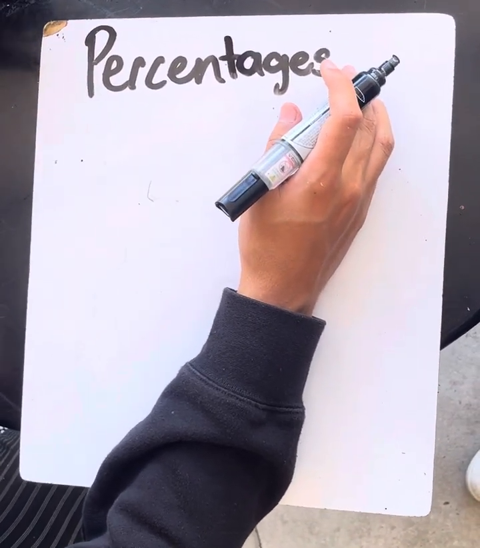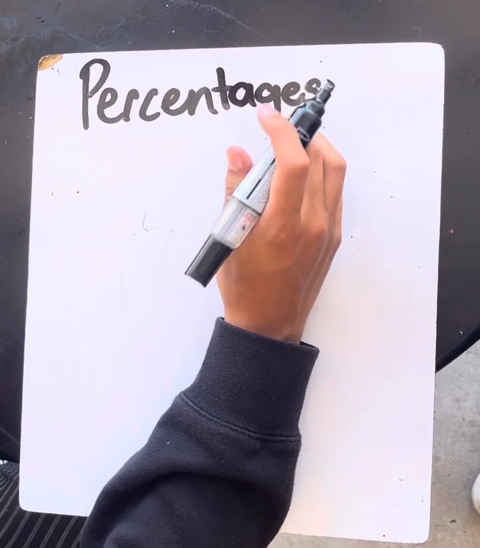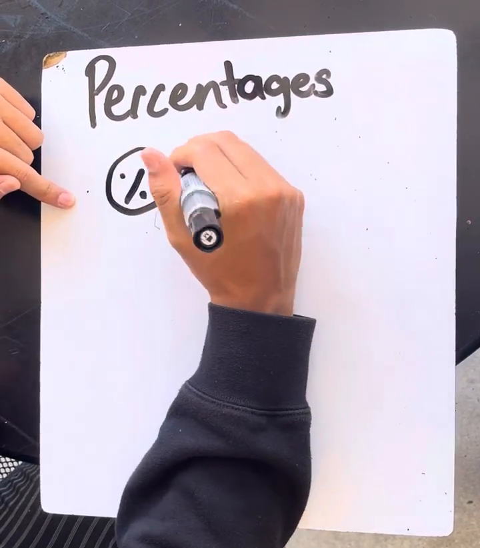Something super useful in real life for things like discounts, tests, and tips. Let's start with what a percentage actually is. A percentage is a number out of 100. The symbol percent, this symbol right here, means per 100.